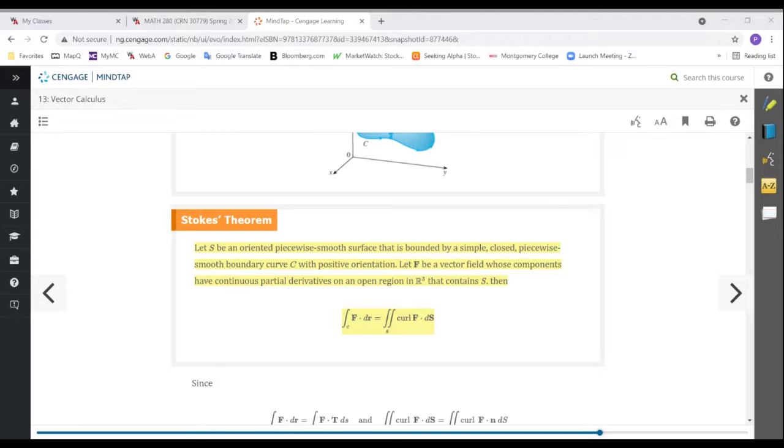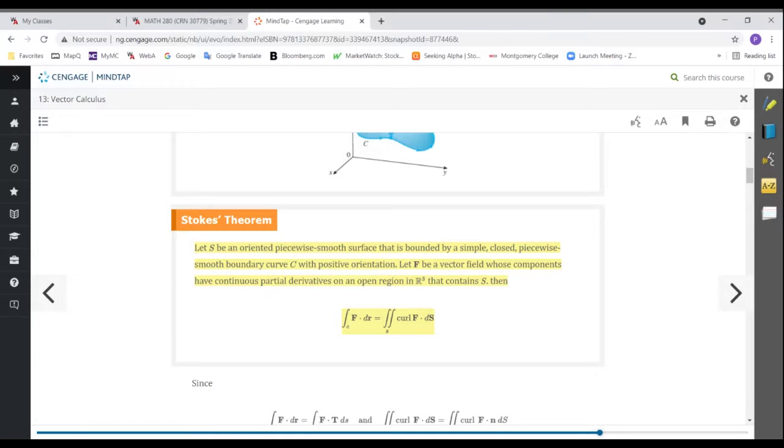Okay, and this is called Stokes' theorem. They give a proof of it, a special case, but it's not a general proof. I want you to just take it on faith right now, this Stokes' theorem.